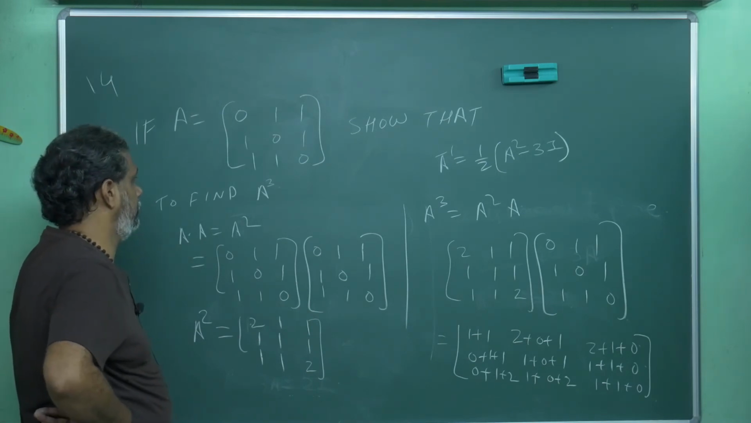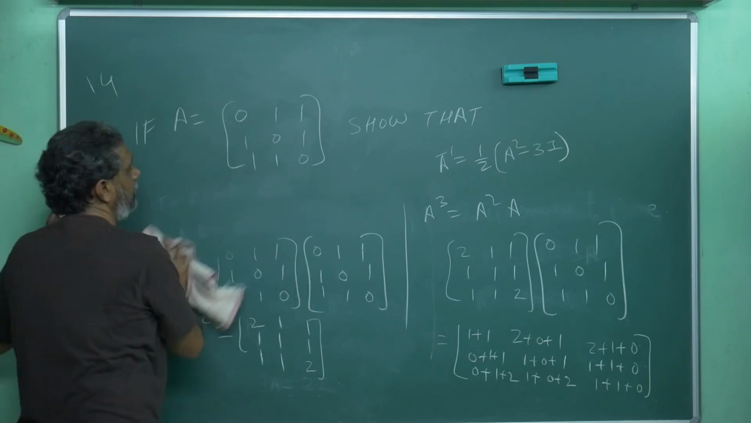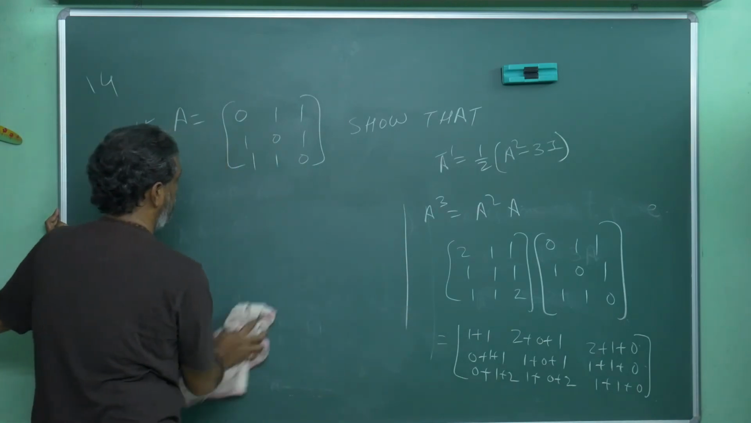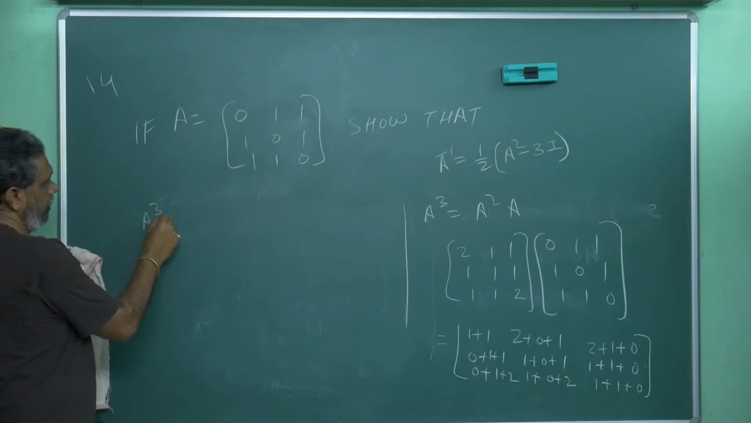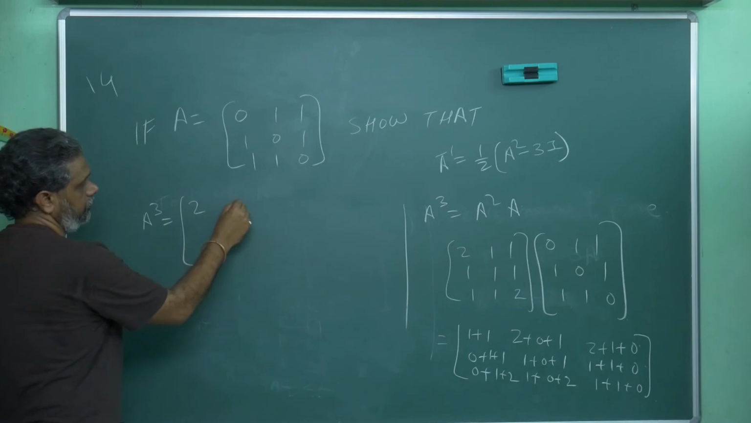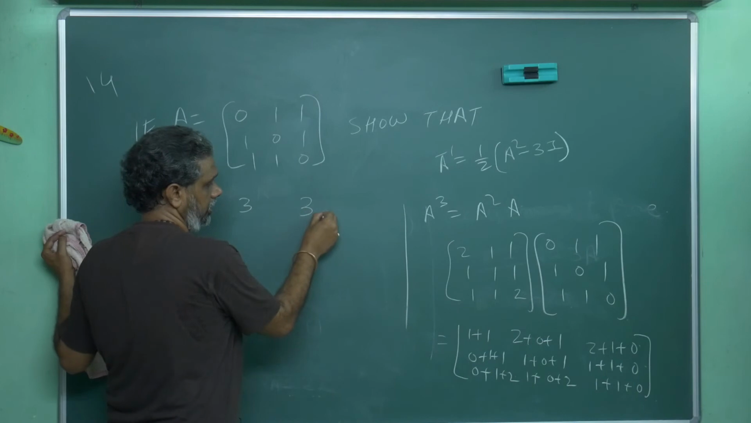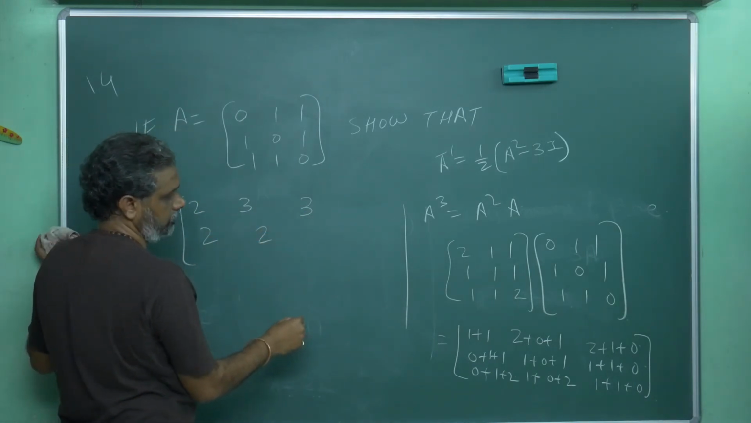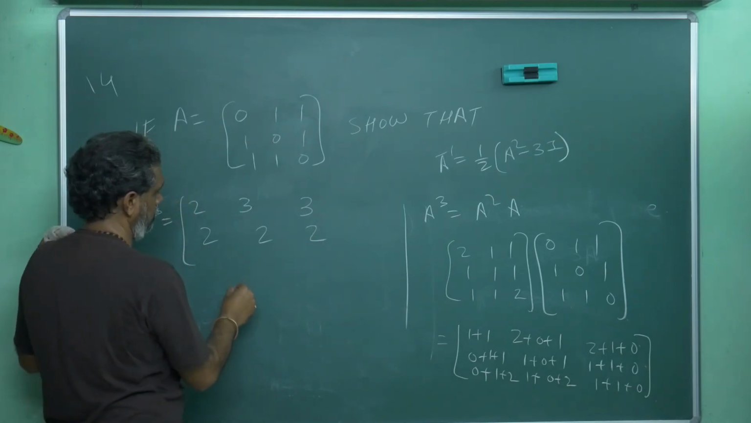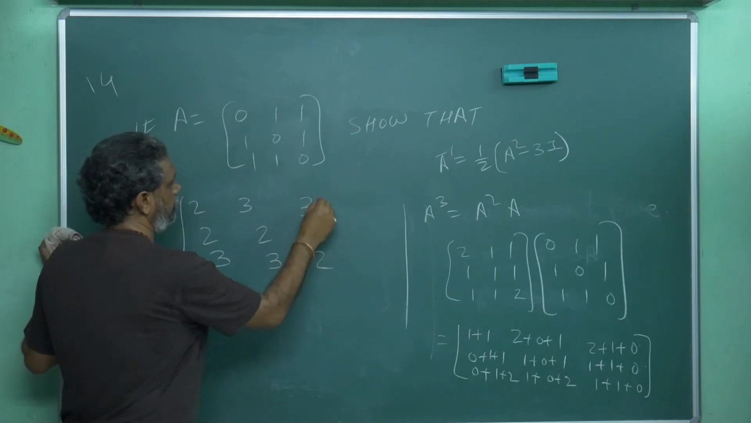Now it's only A cube minus 3A, how to do it, correct. Now A cube is 2 3 3, 3 2 3, 3 3 2. I wondered why I don't get the 2I, so sometimes you will get confused. So A cube is 2 3 3, 3 2 3, 3 3 2.